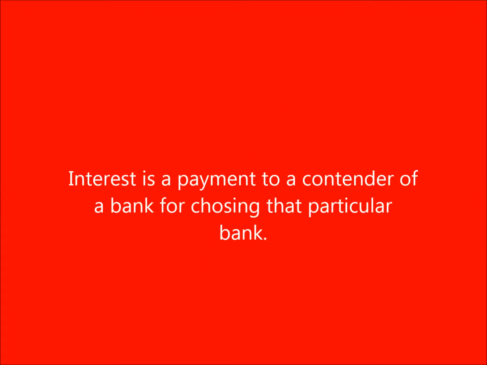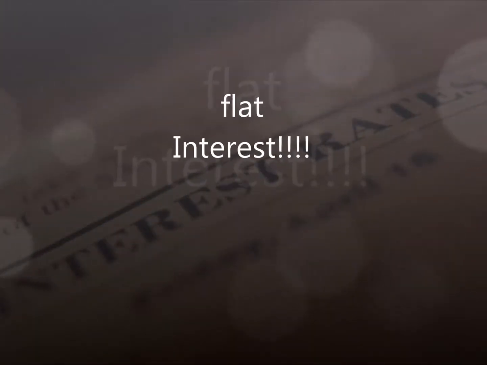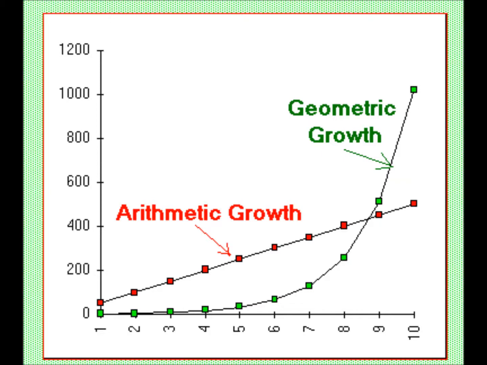Today we will be discussing two types of interest. Interest, in the following scenario, is a payment to a customer of a bank for choosing that particular bank. Simple interest, or flat interest, is most commonly used for loans under 1 year. Interest that is only paid once on that principal amount, the starting amount, is called arithmetic growth.